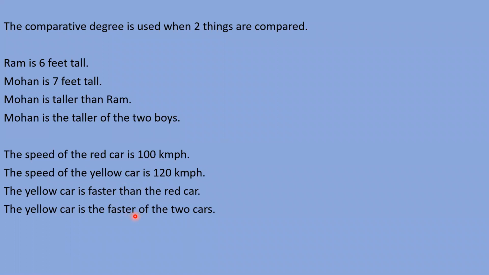And if you want to use it as a selection, then you have to use "the" before the comparative degree, right? And then "of", and then you need to mention which things you are going to compare.